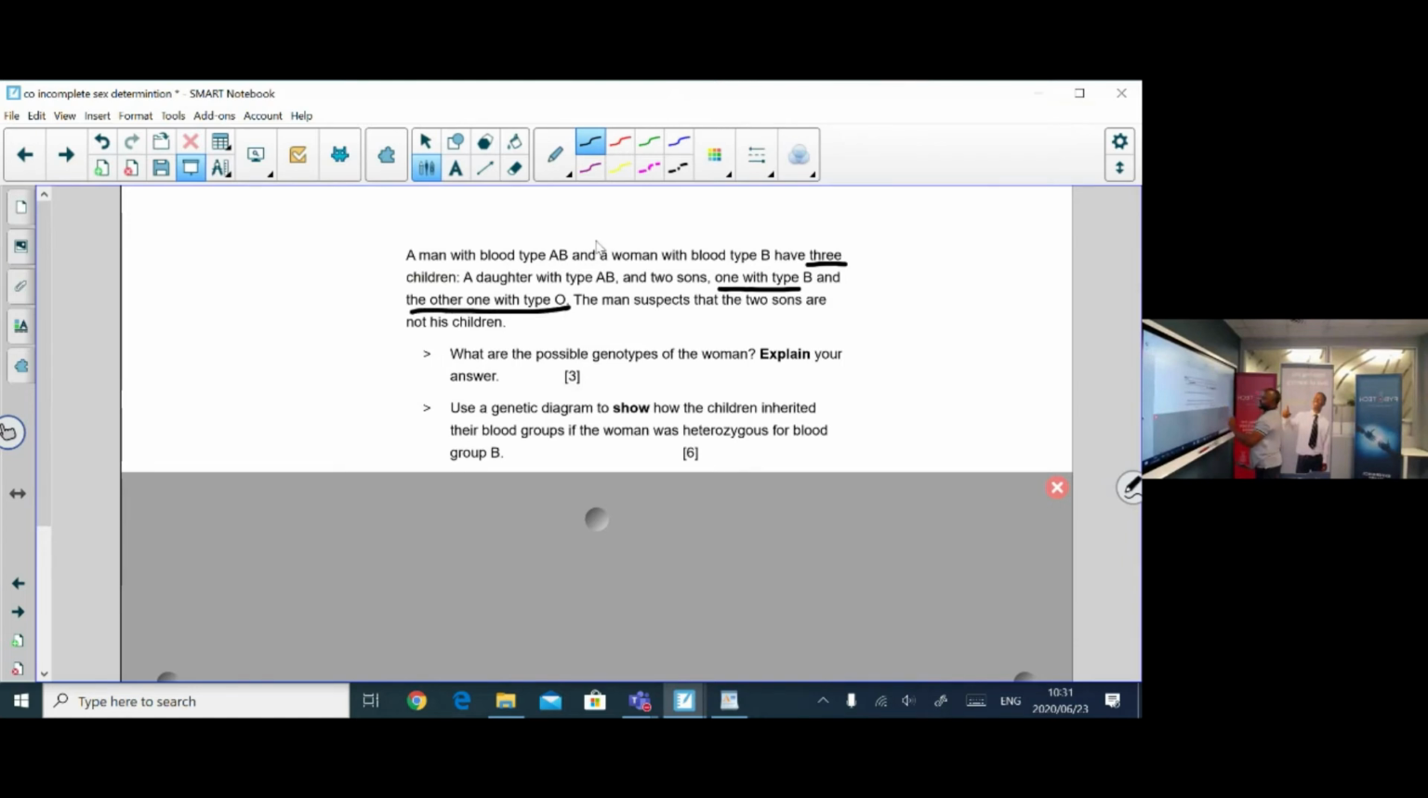This man is not fine. The man suspects that the 2 sons are not his children. Natural scientists, life sciences, they can assist. That's the scenario, guys. So what are the possible genotypes for the woman? Explain your answer.